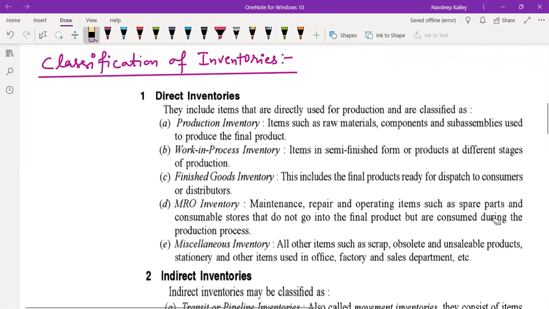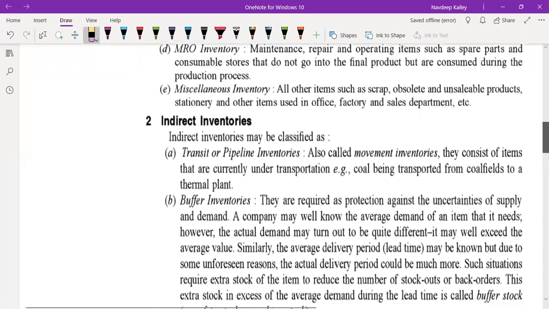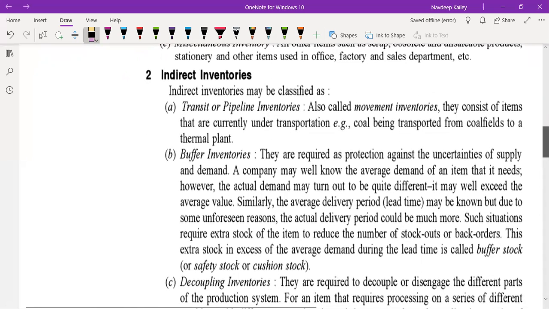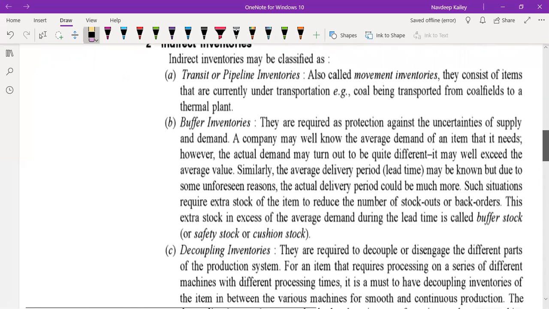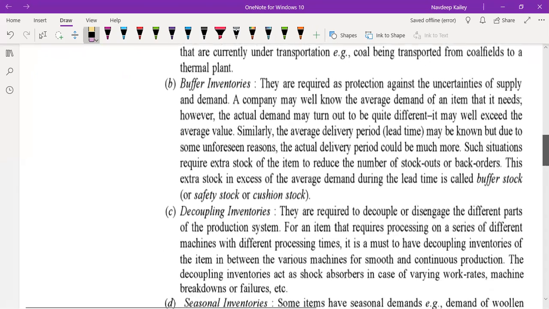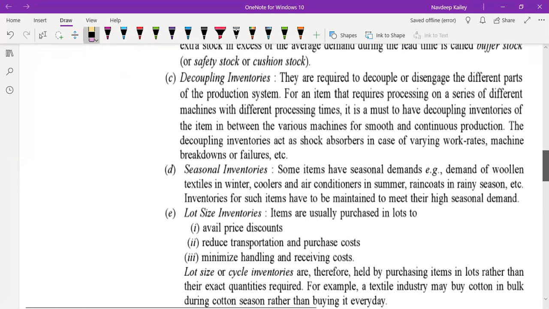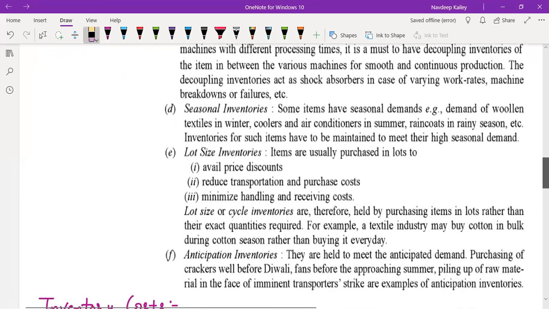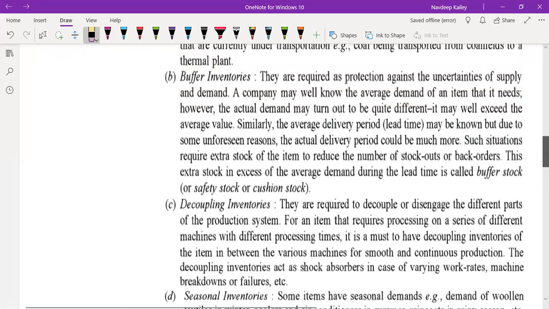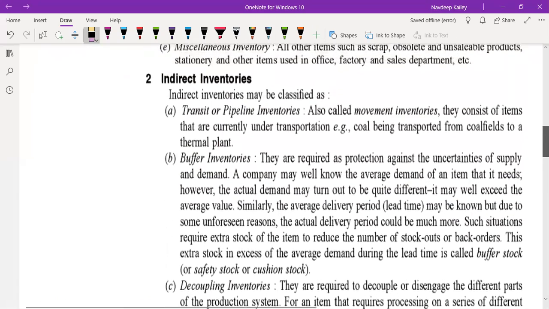The second is indirect inventories. Indirect inventories may be further classified as transit or pipeline inventories, buffer inventories, decoupling inventories, seasonal inventories, lot size inventories, and anticipation inventories. Now we will discuss one by one what these inventories are.